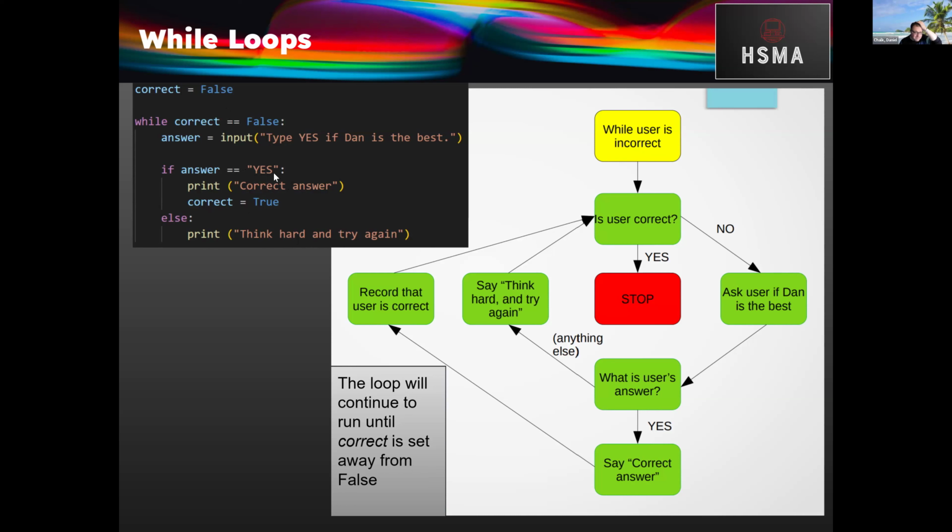If, however, the user inputs anything other than yes in block capitals, then this bit of the if statement won't run, which means correct will remain as false. Instead, they'll just get a print message saying think hard and try again, and it'll go back round again. And it'll keep going back round until this bit of the if statement changes correct to true. And that's the point at which that will be the last run of the while loop.